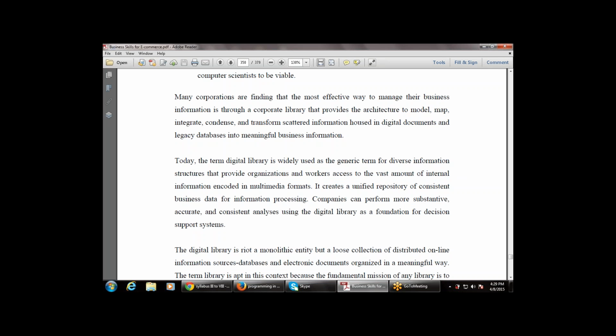Companies can perform more instantaneous, accurate and consistent analysis using the digital library. More and more companies are obtaining accurate results in their analysis using the digital library, which is used as a foundation for the decision support system.